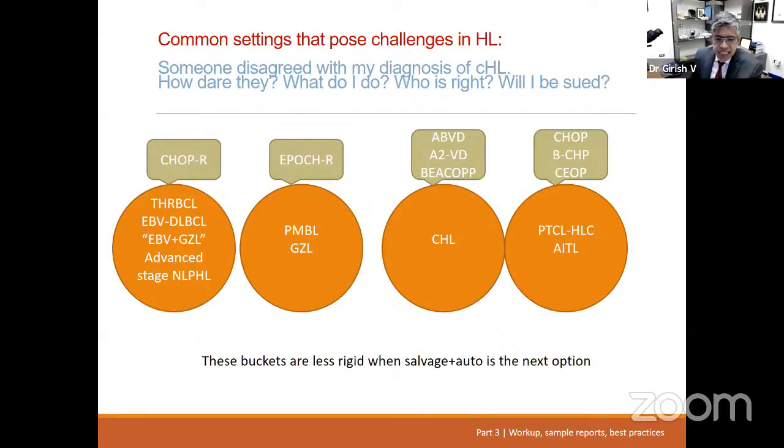So now these buckets of diagnosis are less rigid when salvage and auto is the next option. Basically, they are wiping the whole thing clean and they're going to transplant with auto. So when you're thinking between T-rich B versus EBV positive lymphoma, it's not much of a distinction. You don't need to break your head over T-rich B versus EBV large cell most of the time. Yeah, so that's one thing to remember.